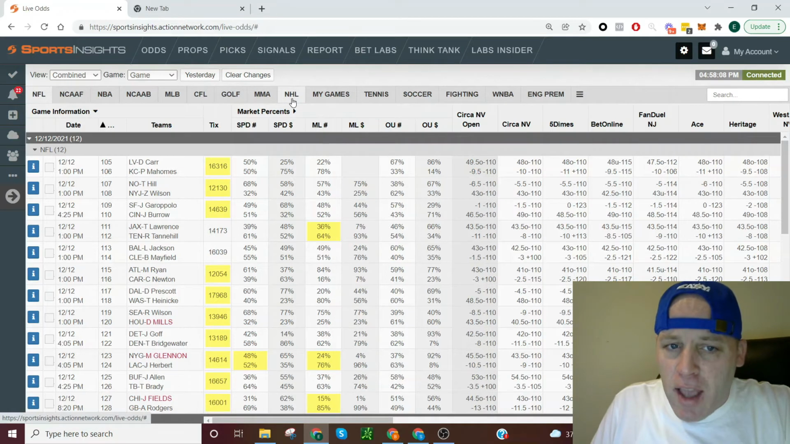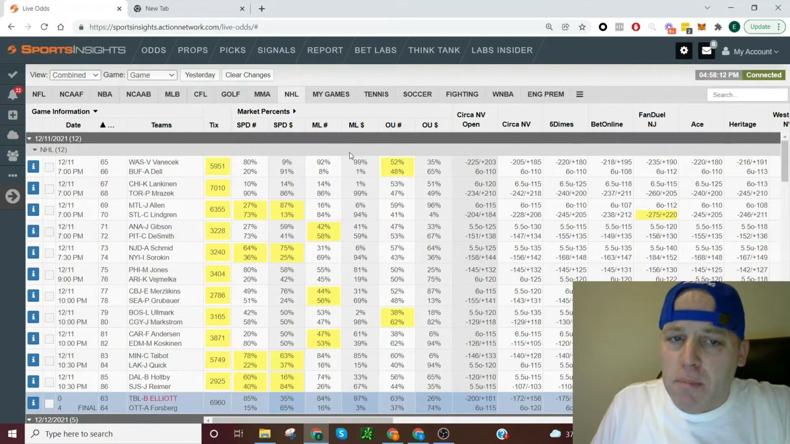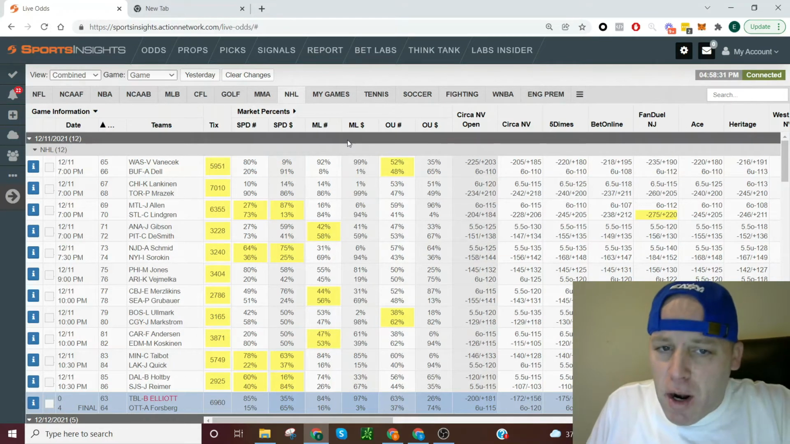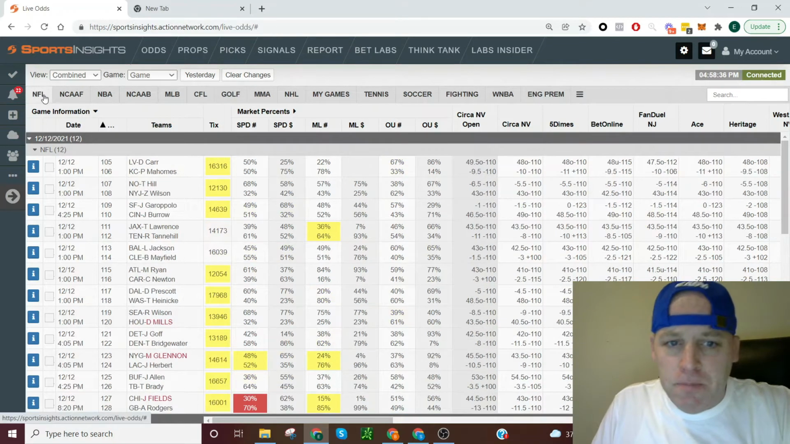A sport like the NHL, now that's more commonly bet with money lines. People do bet the puck line or the spread in NHL, but you kind of want to pay attention to the more popular bet type depending on the sport. Obviously, baseball is a money line sport, at least for the most part. So when analyzing the market in baseball, you want to focus on the money lines. But back to the NFL here.